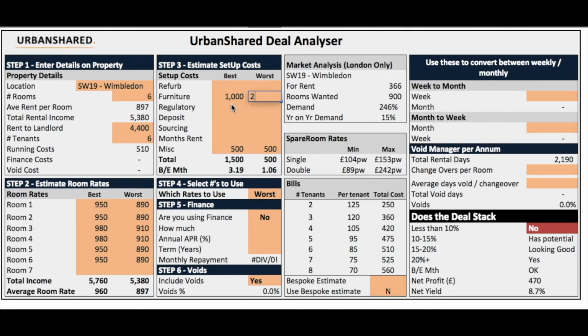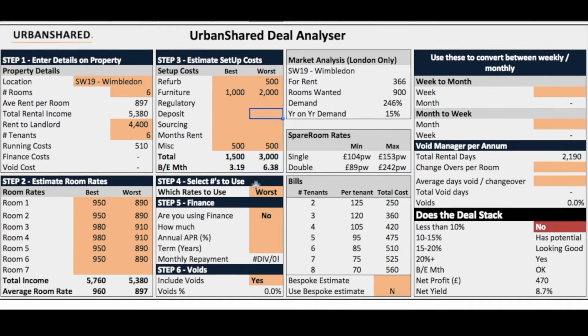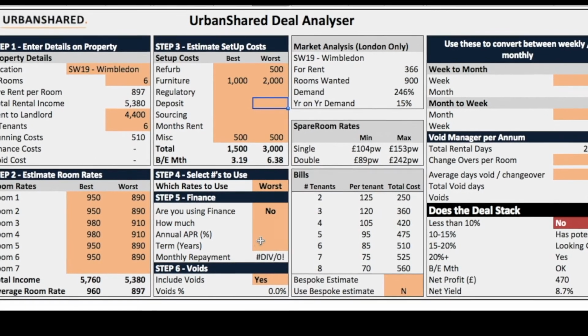In terms of worst case scenario, we estimated that worst case we'd spend £2,000 on the furniture and that we would need to do a little bit of refurb. So those were our setup costs. Step 4, select which numbers to use. We'll jump back to that once we've filled the rest of the spreadsheet out.